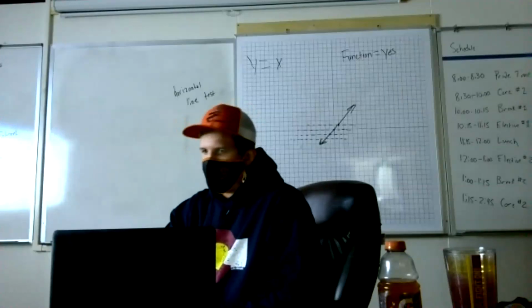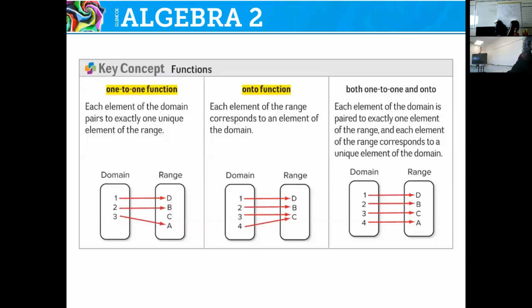When you're talking about an onto function, onto functions are much more common than a one-to-one function. And what it states is that each element of the range corresponds to an element of the domain. It does not have to be unique. So for your homework, most every function is an onto. That's because if it's a part of our range, chances are it maps to our domain.